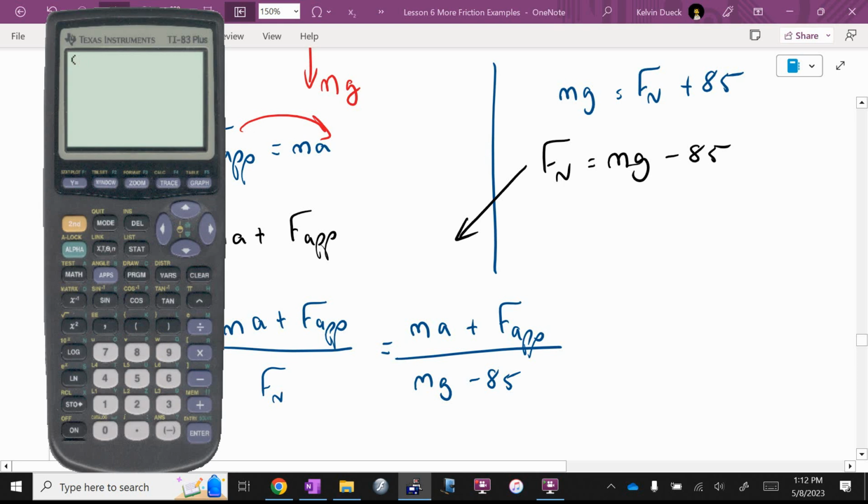Bracket around the top. Davin, I've scrolled down. What was m? What was A? Plus, what was F applied? Close off the top, divided by bracket. M, you said, was 20 times 9.8 minus 85. I got a typo. Did you get 0.891, 0.891 repeating, or am I wrong?